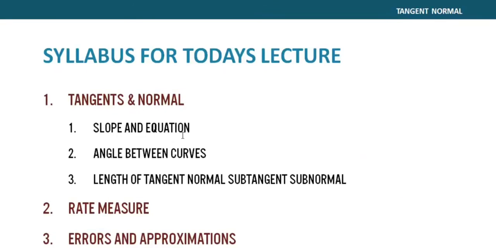Slope and their equation. Both the questions come in two categories, that is slope and the equation, for both normals and tangents. Then we'll have angle between the curves, and then the length of tangent, normal, subtangent and subnormal. So this is another category which is being covered in the tangents and normal topic.